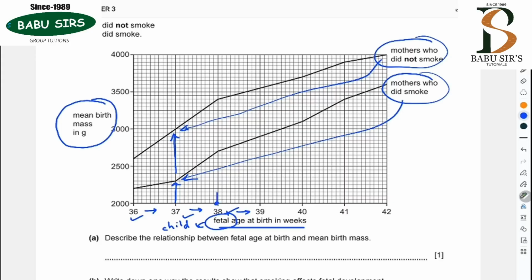In the next week when you see, again it is the same thing. So in every week the mass is increasing, but there is a difference between the smoker and the non-smoker. You can see 40th week again both are increasing, 41st week both are increasing. But you can see that with non-smoker mothers, the child weight is more.